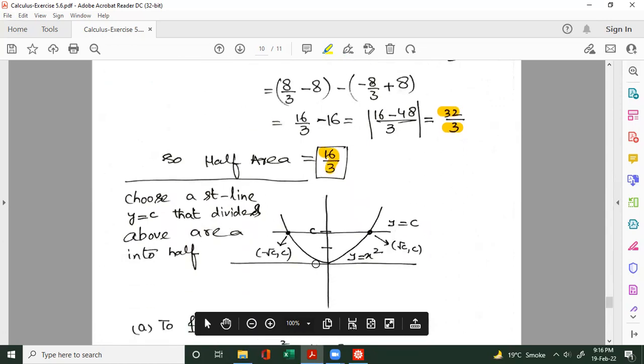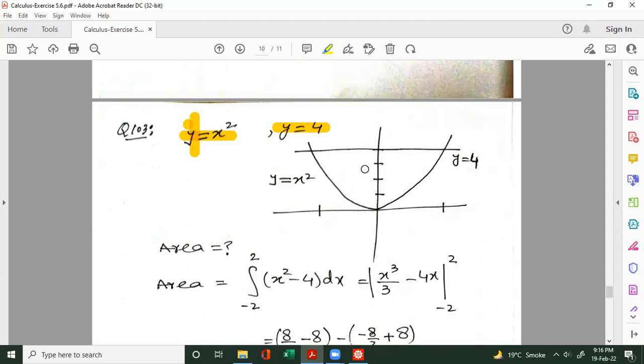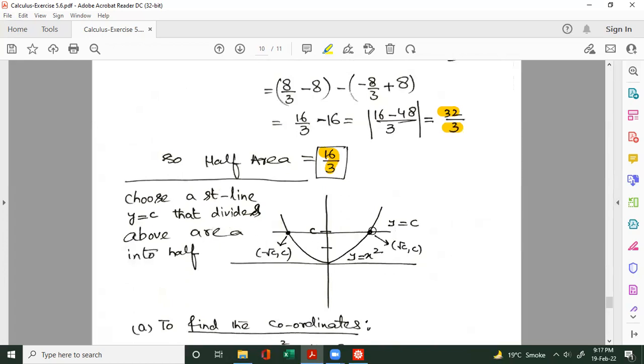Why are we interested in the half area? Because we need to draw a line y equal to c on that bounded area in such a way that y equal to c divides the whole area into two halves. So I roughly suppose that from that value on the y-axis, I draw a horizontal line that passes through y equal to c.